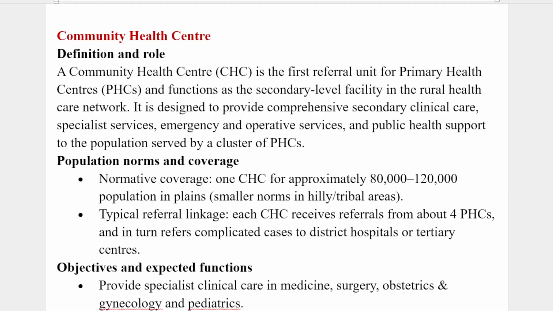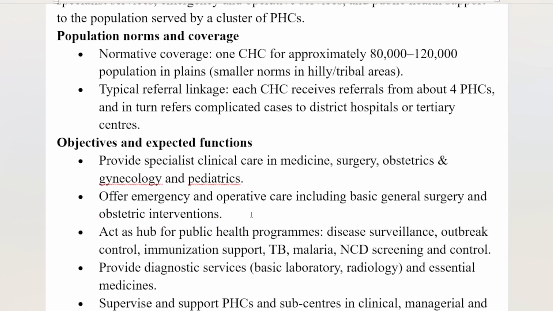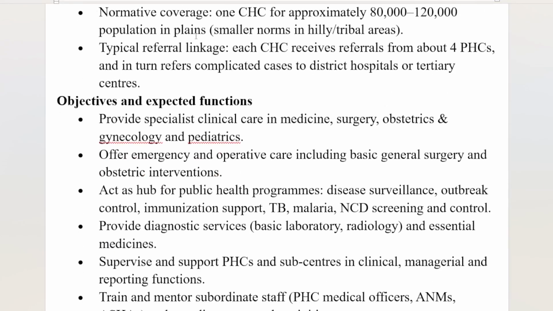So community health centers are the referral units for PHC. They are the first referral unit for PHC and function as a secondary level facility in the rural health network. The population norm, as we saw before, is that a CHC covers approximately 80,000 to 1,20,000 population in plains, and one CHC has 4 PHCs. Means one CHC receives referrals from 4 PHCs, right?